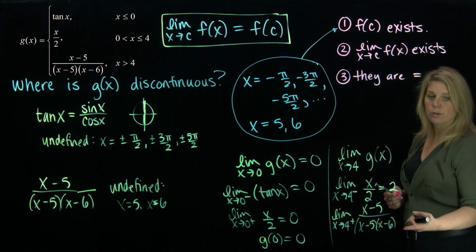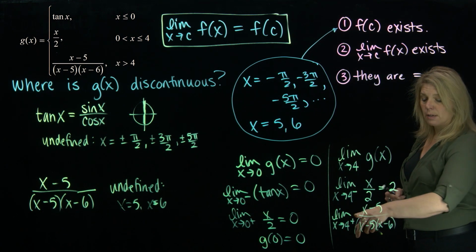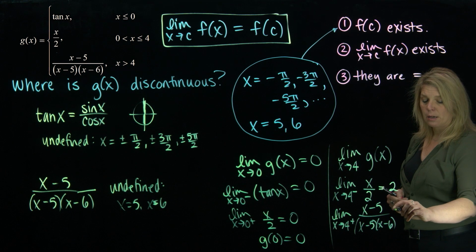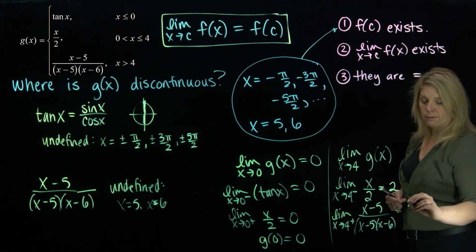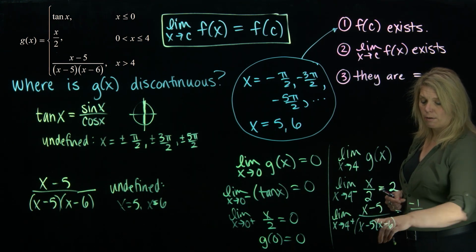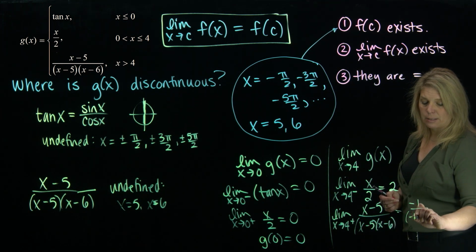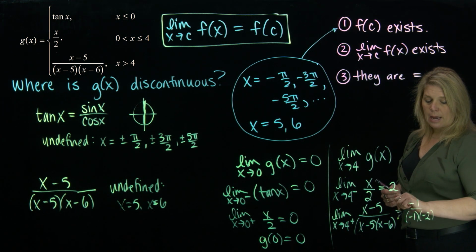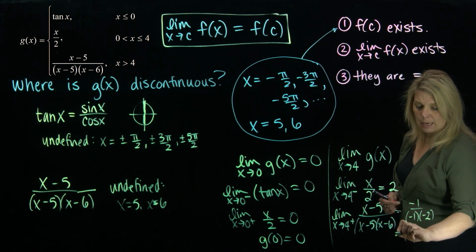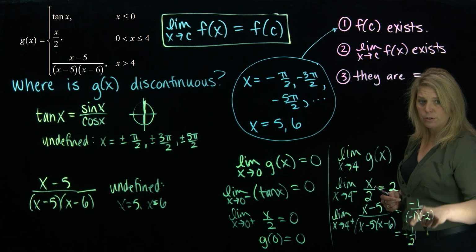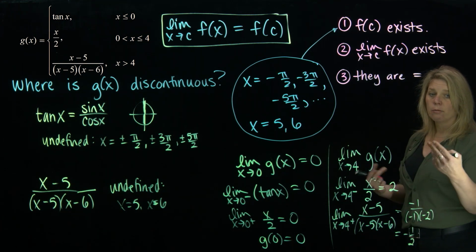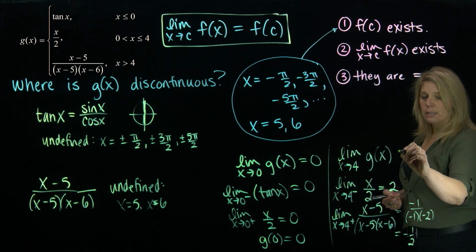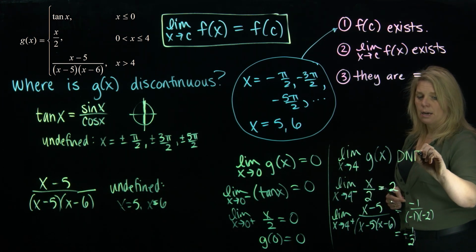We can use a substitution shortcut theorem for rational functions. Since 4 does not make the denominator 0, we can use that substitution shortcut theorem. So we'll have 4 minus 5, which is negative 1, over 4 minus 5, which is negative 1, times 4 minus 6, which is negative 2. And so for that limit, it looks like we get negative 1/2. Okay, so the two one-sided limits do not agree, which means the two pieces of that piecewise function don't meet up. And so this limit here does not exist.